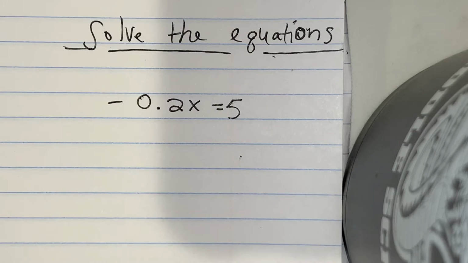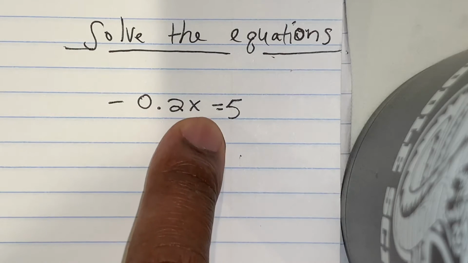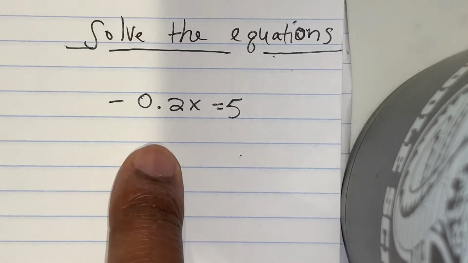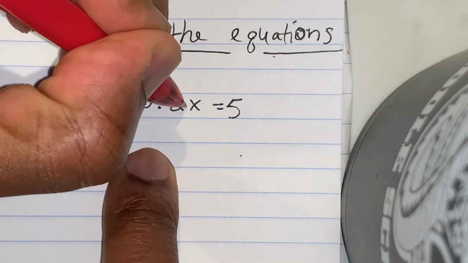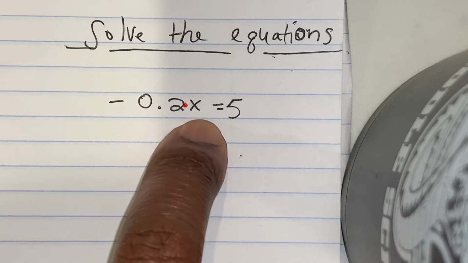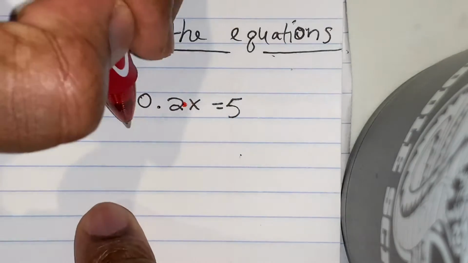Hello team, we are going to solve a few more equations. Now, when you see a coefficient, which is the number in front of the variable, you have to know that what you're really looking at is a multiplication problem. That's multiplication. That's what's bringing the number, negative 0.2, and the letter together. So we have to do the opposite of multiplication, which is division.